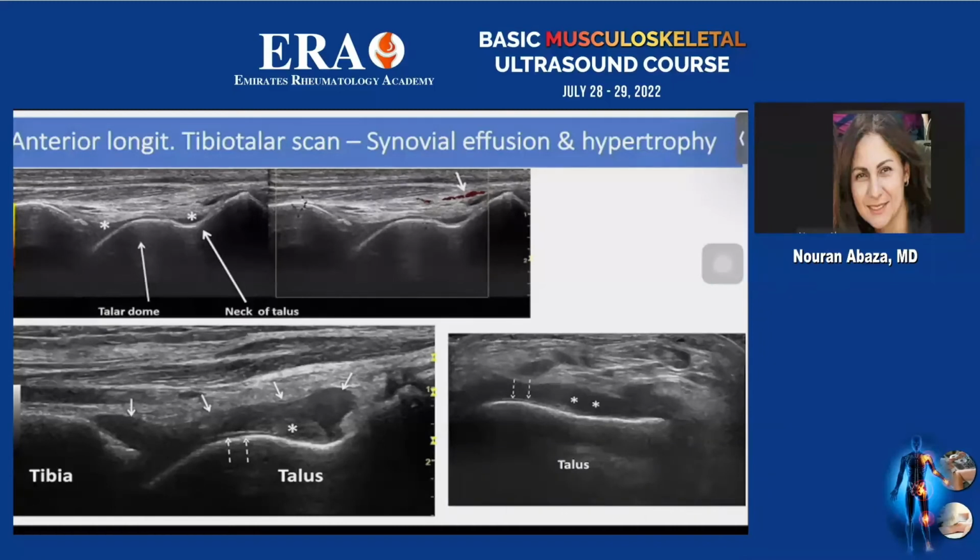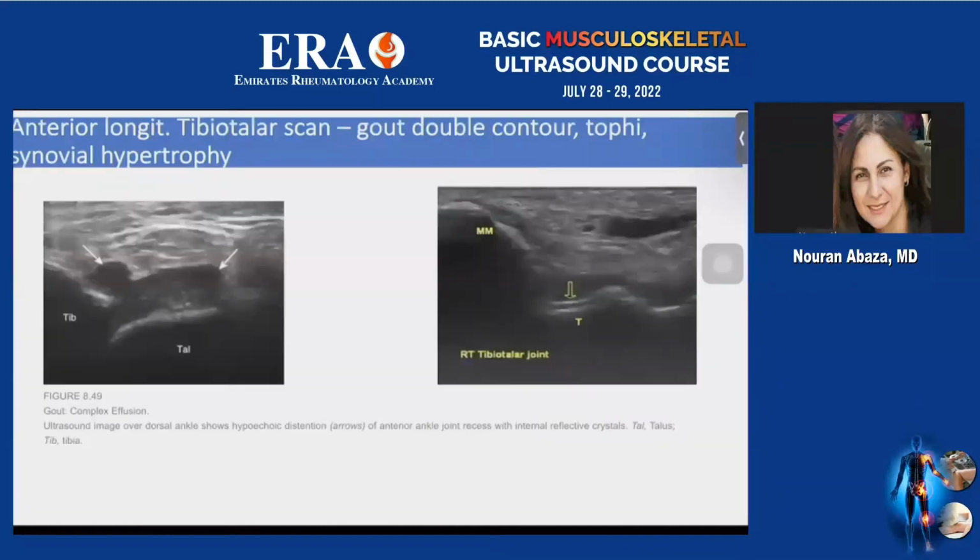Here is another example of basic pathology within the tibio-talar joint. You can clearly see here the tibia and the talus and the distension in between. And this is what we call complex effusion with some urate cloud. And later on, when it becomes more organized, you can call it a tophi or a tophus with hyperechoic signals and surrounded by a hypoechoic rim. Also here in a tibio-talar joint, you can see the double contour sign in a distended tibio-talar joint.